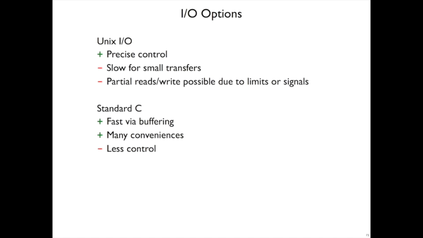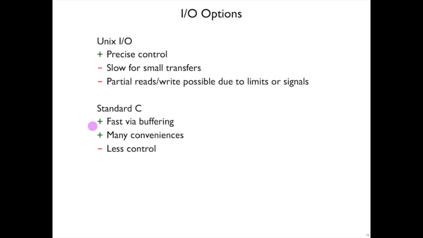So stepping back a little to summarize, we have a couple of I/O options when you write C programs on Unix. You can use the system level Unix I/O. That's designed not so much to be used directly, but to expose the minimal functionality that the kernel needs to provide. So you get all the control that you can have, but it's slow for small transfers. Also, you have to deal with the possibility of partial reads and writes, which we've only talked about a little bit, but we'll talk about more when we get to signals.